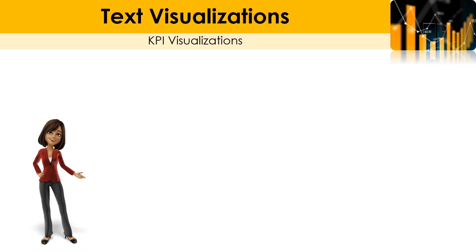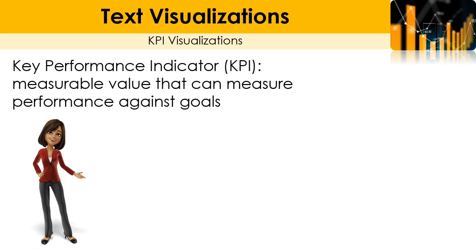KPI visualizations. Another commonly used text visualization is the KPI chart. Depending on your level of experience with business data analytics, you may already know the essential term Key Performance Indicator. To put it simply, a Key Performance Indicator, or KPI, is any measurable value that can tell you how your data's actual performance measures up against the goals you have set for your business.